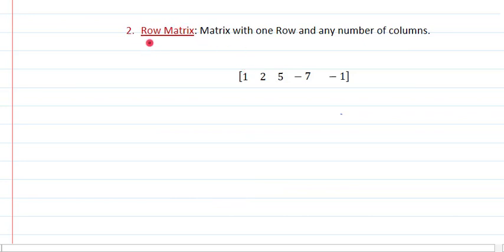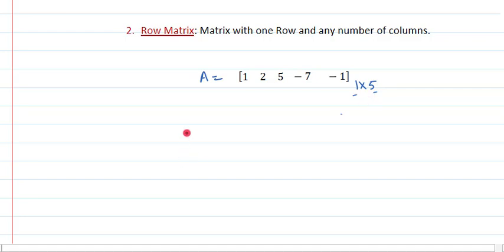Next is row matrix. A matrix with one row and any number of columns is the row matrix. As I have taken one example here, let me name this matrix as A. Matrix A is having only one row and number of columns are 1, 2, 3, 4, 5. So what does it mean? This is the matrix of order 1 by 5, means number of rows is only 1 and number of columns 5.